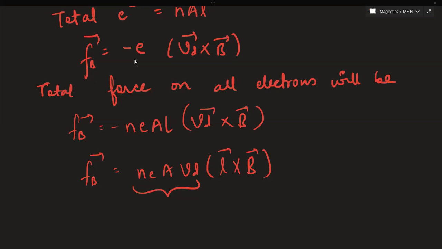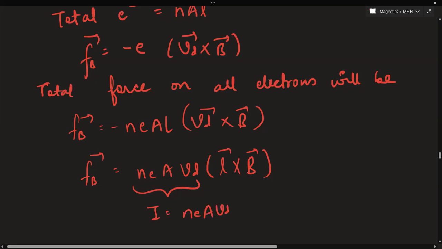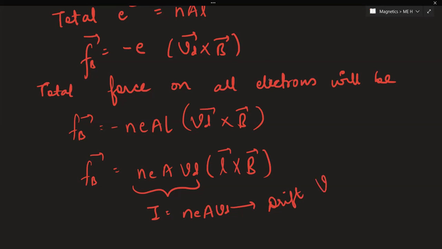You had a test also of this. It is the current, right? Current, yes: I is equal to neAVd, where Vd is the drift velocity.